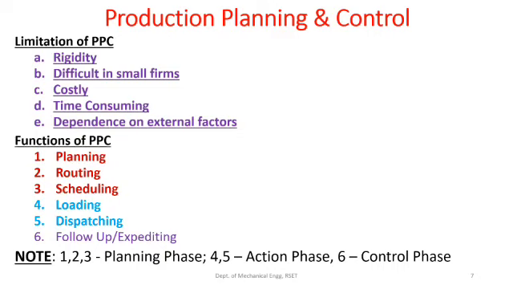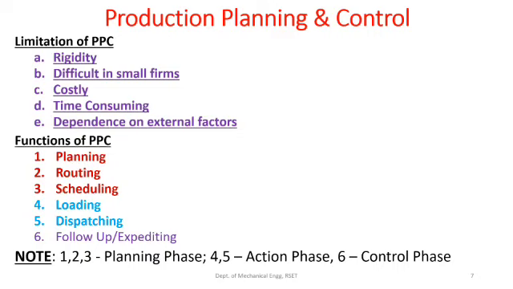And at the same time, production planning and control is also dependent on external factors. Now, we have seen the major factors affecting production planning and control in the previous slide. So as it is dependent upon a variety of external factors, it is not always truly dependable.